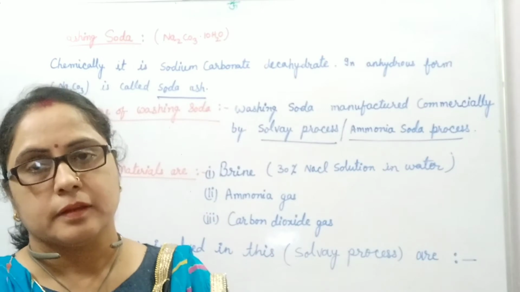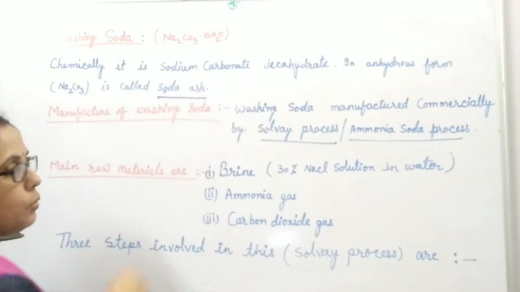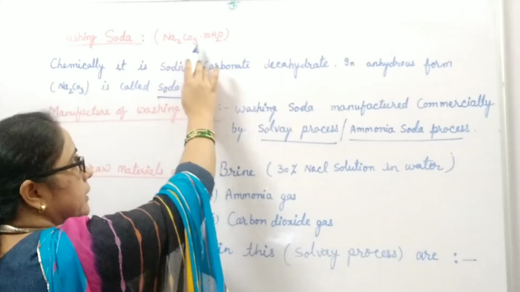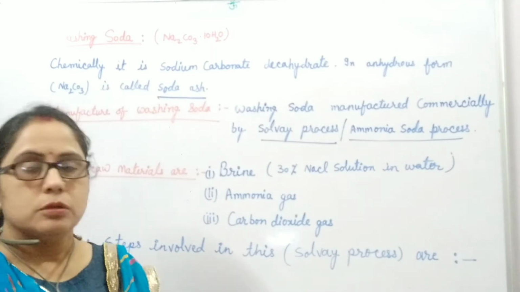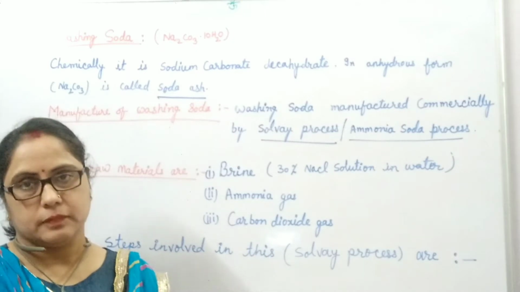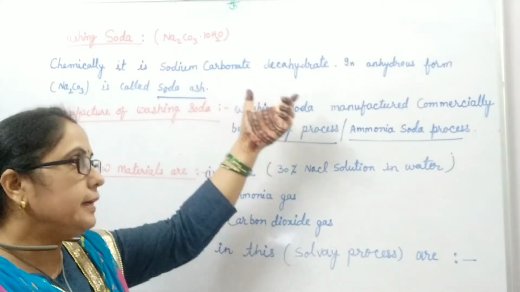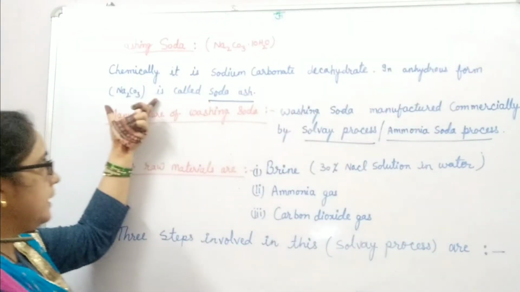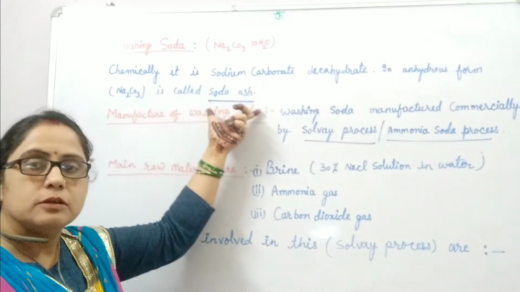Washing soda, its chemical formula is Na2CO3·10H2O, and chemically it is called sodium carbonate decahydrate. The word decahydrate means it contains 10 water molecules of crystallization. When it does not contain the 10 water molecules of crystallization, then it is called its anhydrous form. Na2CO3 only, in the anhydrous form, its name is soda ash.